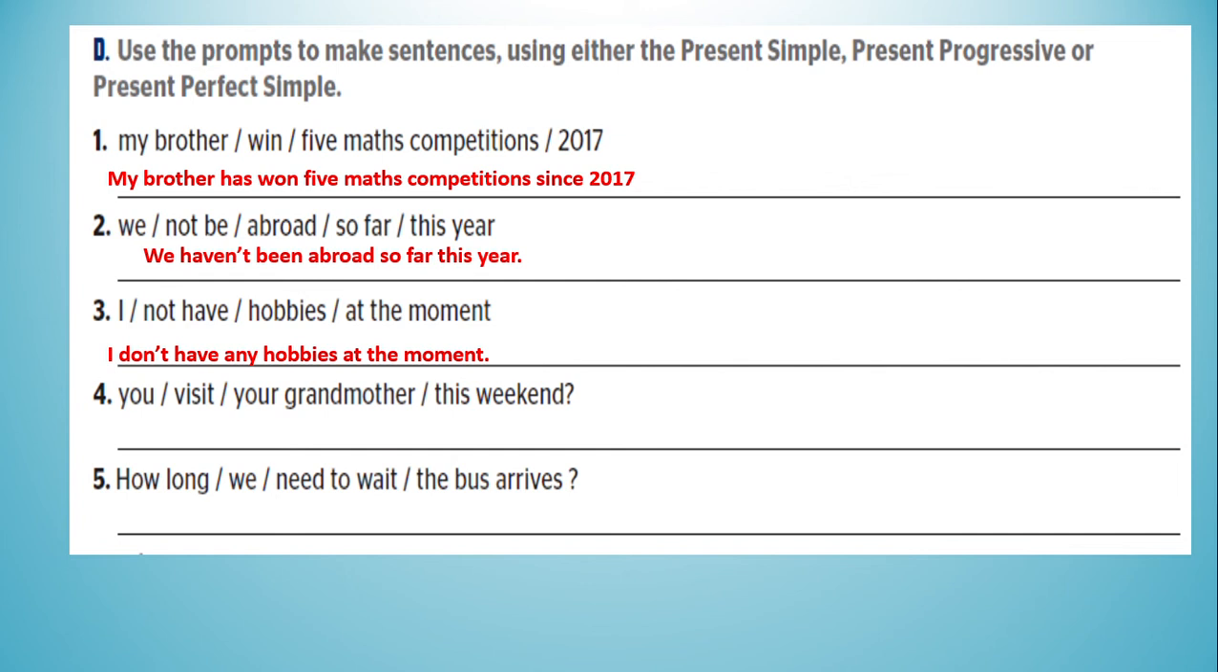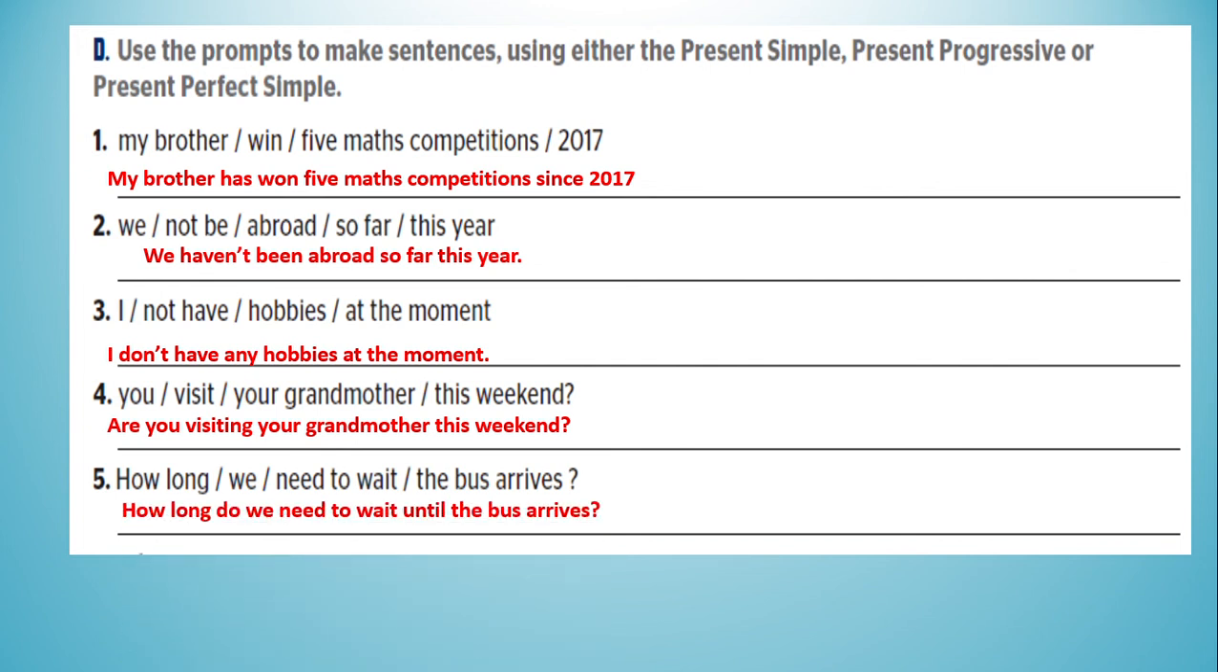4. This weekend. Excellent, dear. It's progressive. In the question, are you visiting your grandmother this weekend? Question 5. How long do we need to wait until the bus arrives? Excellent, dears.